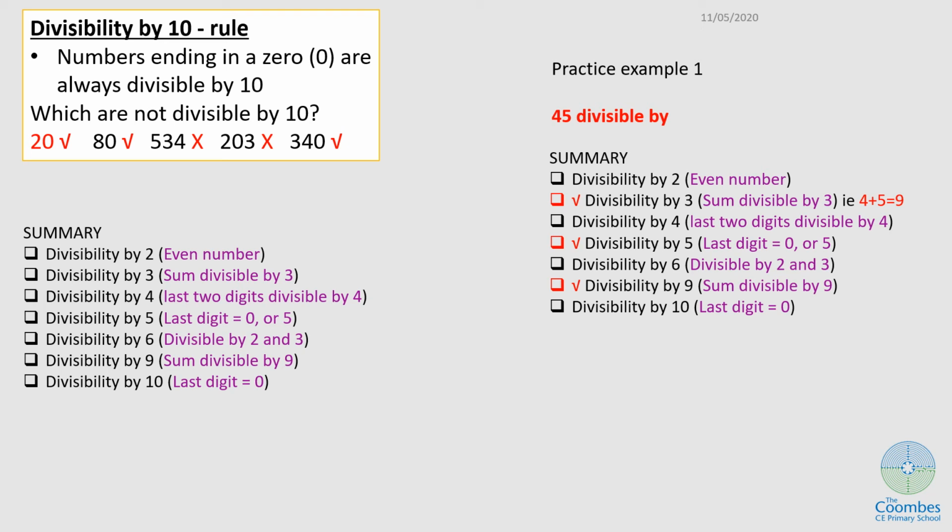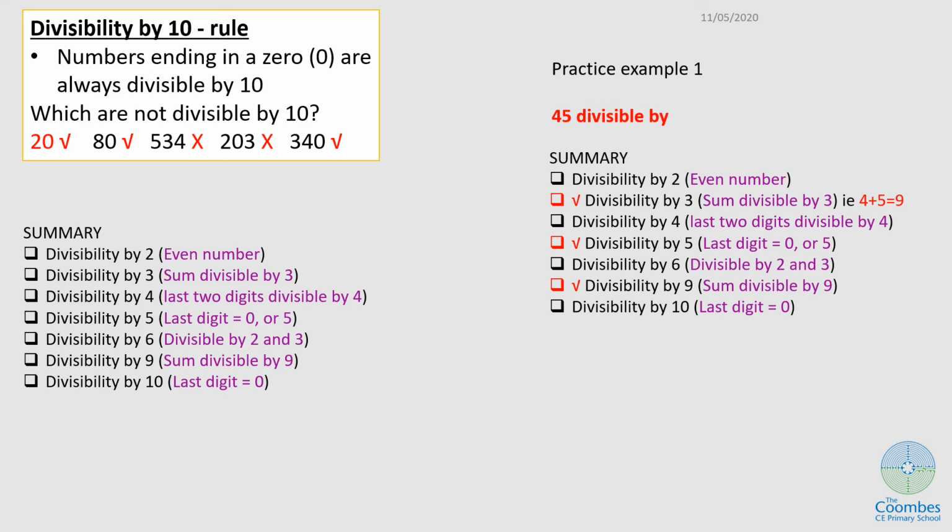Now, coming to divisibility by 4, it talks about the last 2 digits being divisible by 4, and it is a 2-digit number anyway, and this number is not divisible by 4. For divisibility by 5, I know the last digit has to have a 0 ending or a 5 ending, and 45 has a 5 ending, so it is divisible by 5. Now, divisibility by 6, it must be divisible by 2 and 3 at the same time. I can't divide 45 by 2, so it's not divisible by 6.